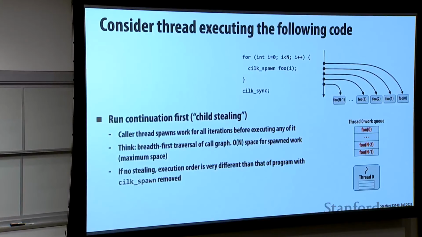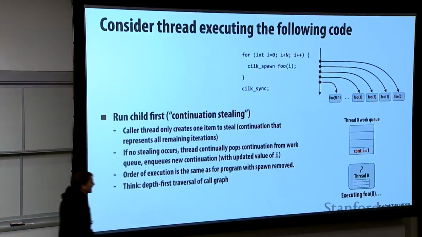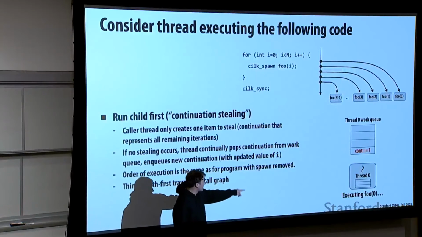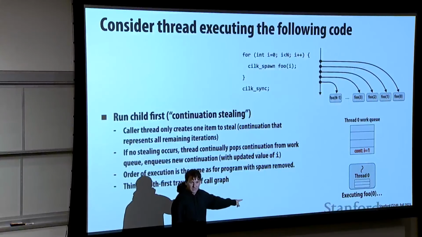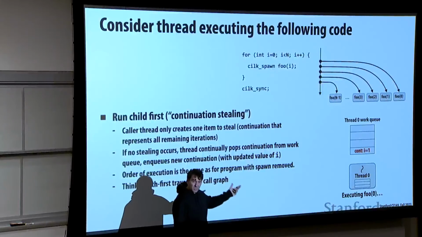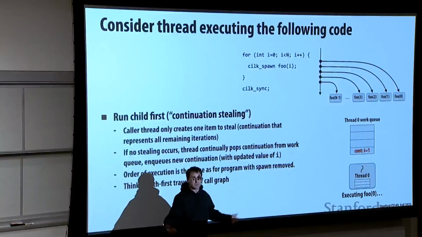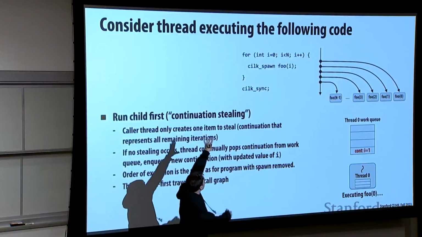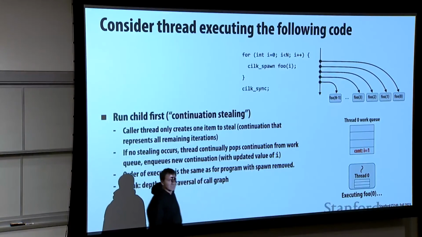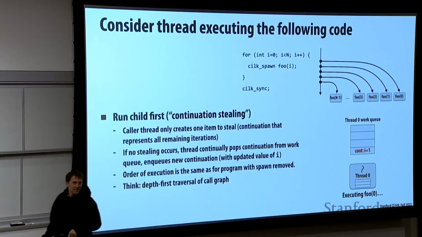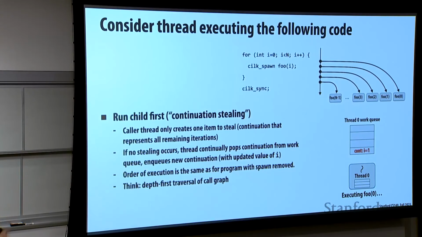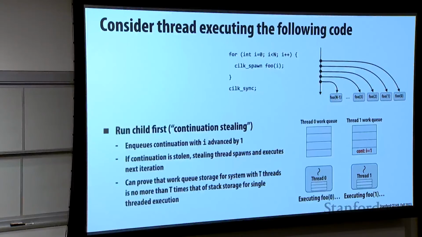So it might look a little bit like this. In my notation here, thread 0 is running foo 0, and thread 0's work queue has in it the rest of the loop, which I noted there is the continuation of the loop starting at the iteration i equals 1, the next iteration. So I just start doing the child, and I just shove everything else onto the queue.